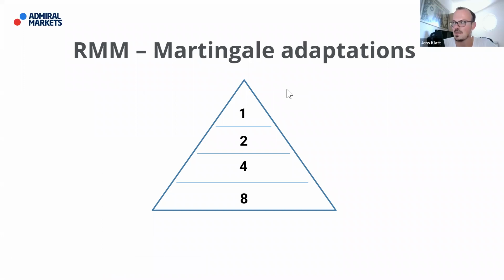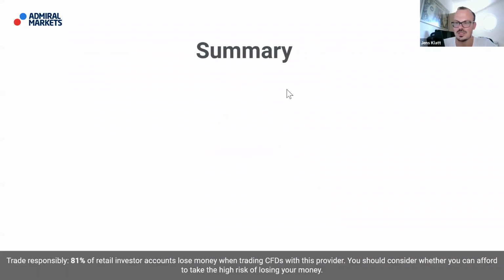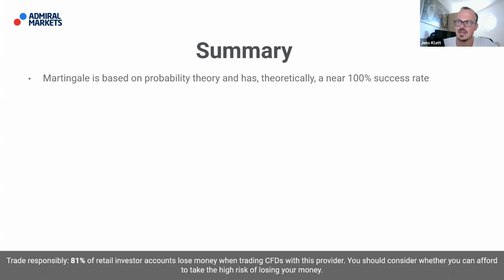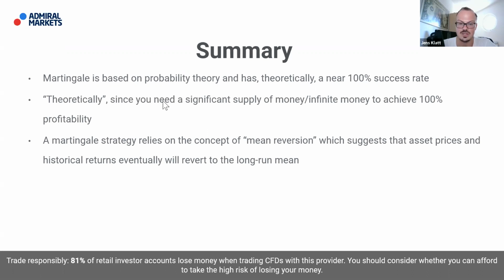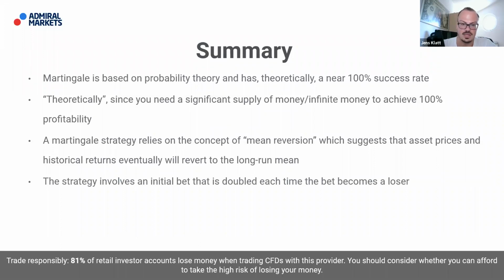And that brings us, in fact, to the summary of these thoughts. So Martingale is based on probability theory and has theoretically a near 100% success rate. And theoretically, since you need a significant supply of money, infinite money, to achieve 100% profitability, Martingale relies on the concept of mean reversion, which suggests that asset prices and historical returns eventually will revert to the long run mean, in fact. And the strategy involves an initial bet that is doubled each time the bet becomes a loser.